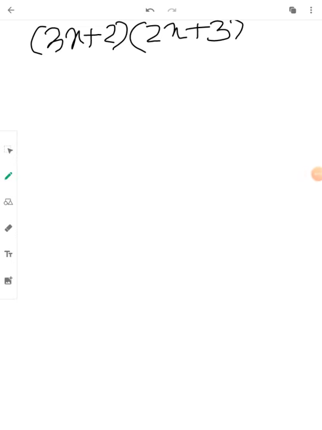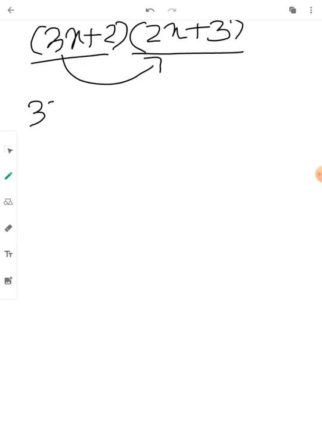Okay, so let's expand this. You have to multiply 2x plus 3 by 3x plus 2, or 3x plus 2 by 2x plus 3. Okay, so let's start with the first. I'm going to multiply the whole thing by this. Let's multiply by 3x first.